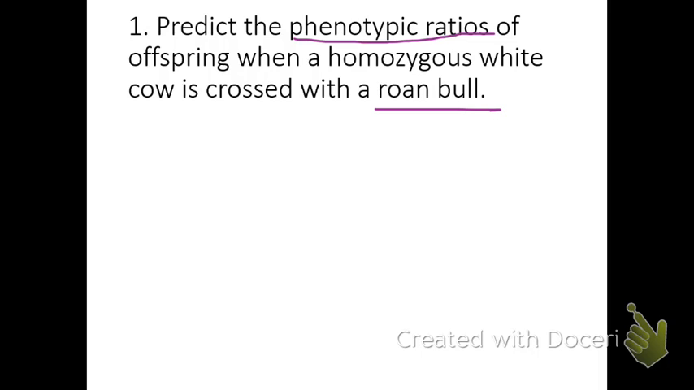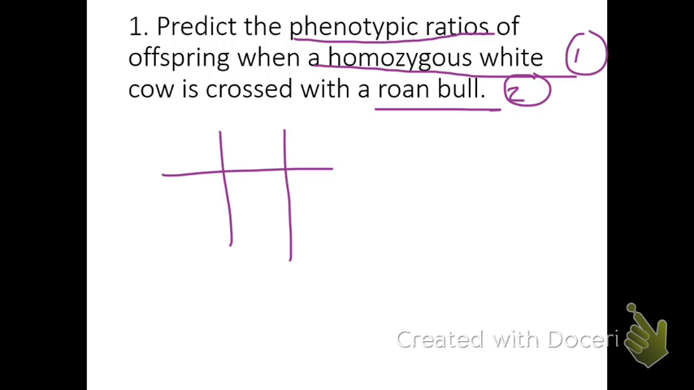So, we have a homozygous white cow that is parent 1, and this roan bull is parent 2. Okay, so let's go over here. I'm going to set up my Punnett square. So, homozygous white cow. Remember, all of these alleles are dominant. Okay, this is codominant. So, I'm going to use the letter C to represent color. I'm going to have CW is white. This is the allele for white.